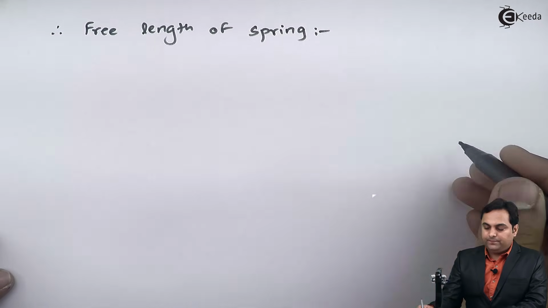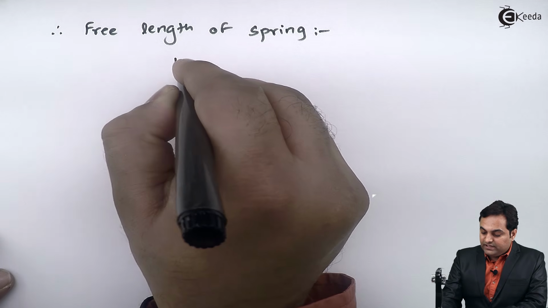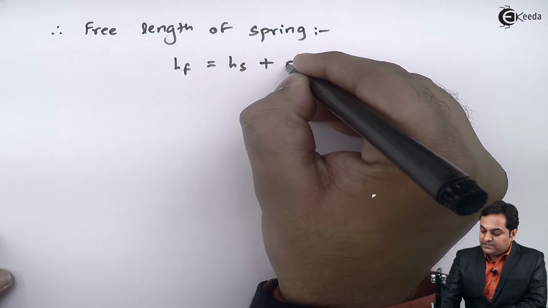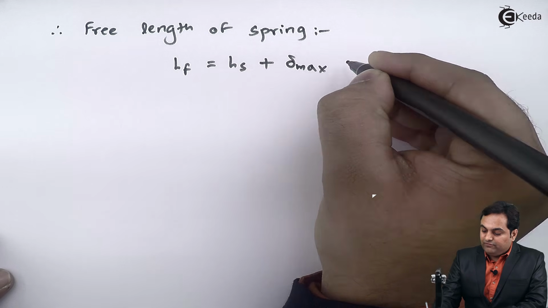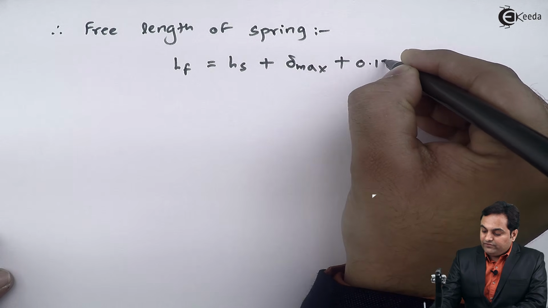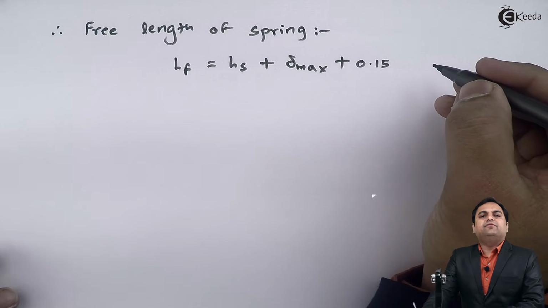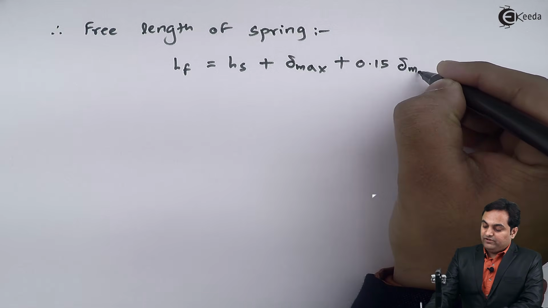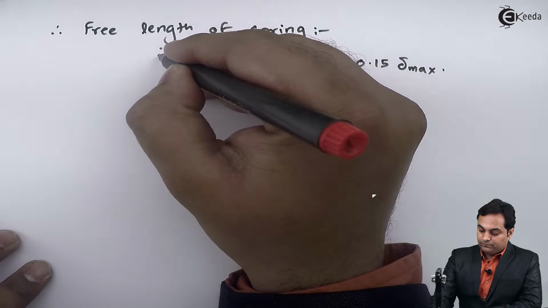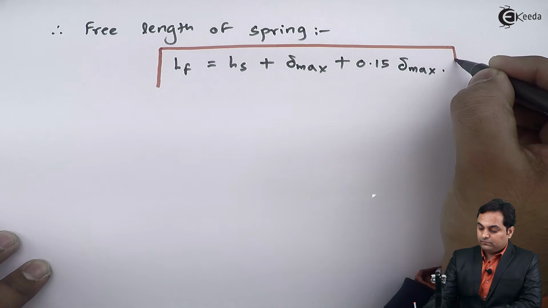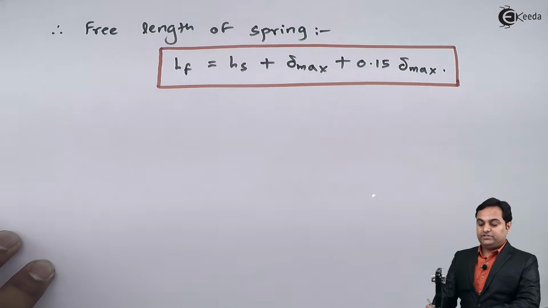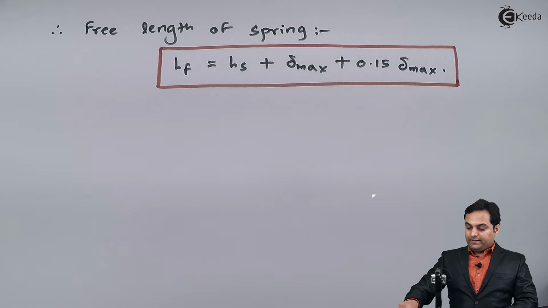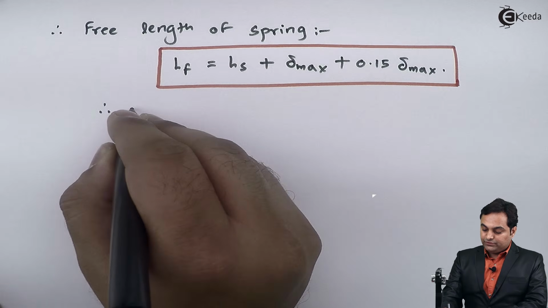Free length of spring, that is LF, is equal to solid length plus maximum deflection plus 15%. If I write it in the form of a number, it is 0.15 of maximum deflection. So this is the formula to calculate the free length of the spring. I'll go on putting the values.